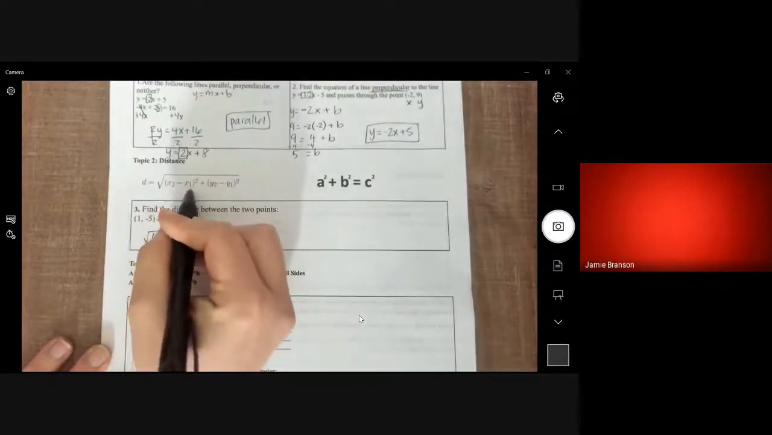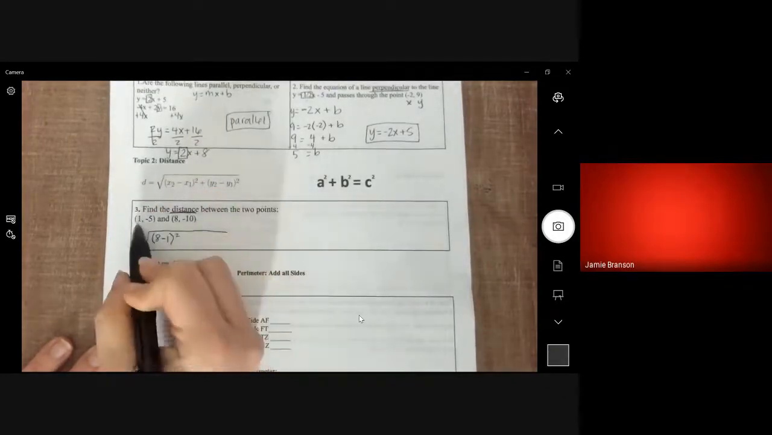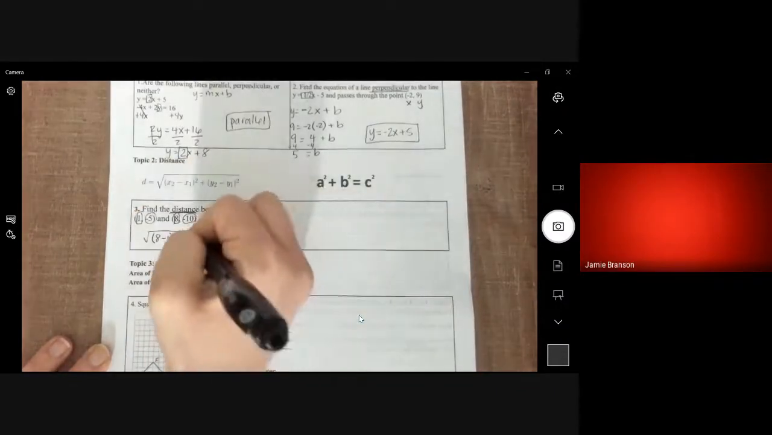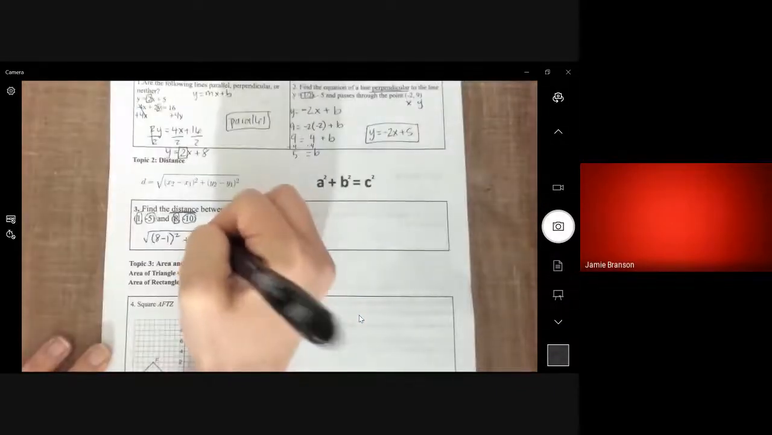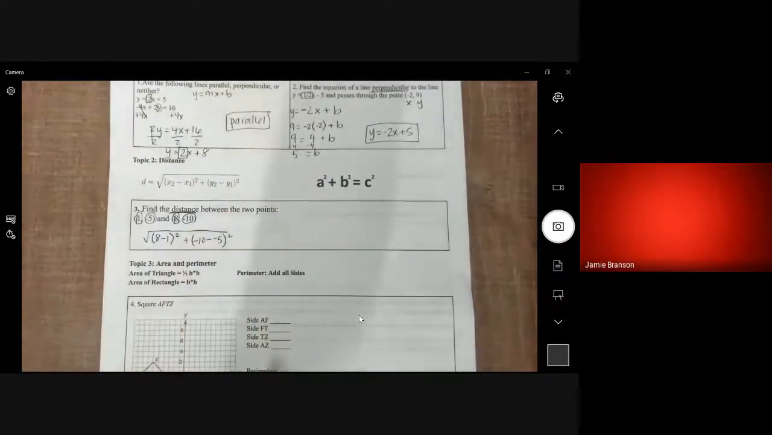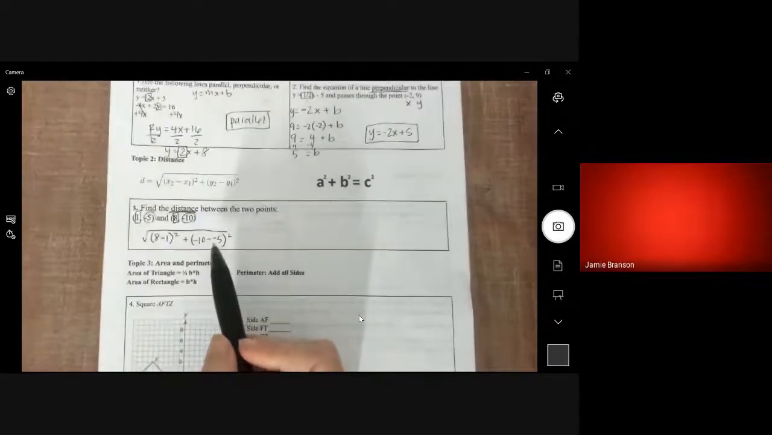So we'll do the square root of x2 minus x1. That means the second x minus the first x, which isn't going to matter too much, 8 minus 1 squared. Those are my x's. Plus y2 minus y1 squared. So we need to use our 2 y values. That's -10 minus -5 squared. You can write it like this, or you can say, hey, that's minus a negative, which is the same thing as negative 10 plus 5. You could write it like that as well.